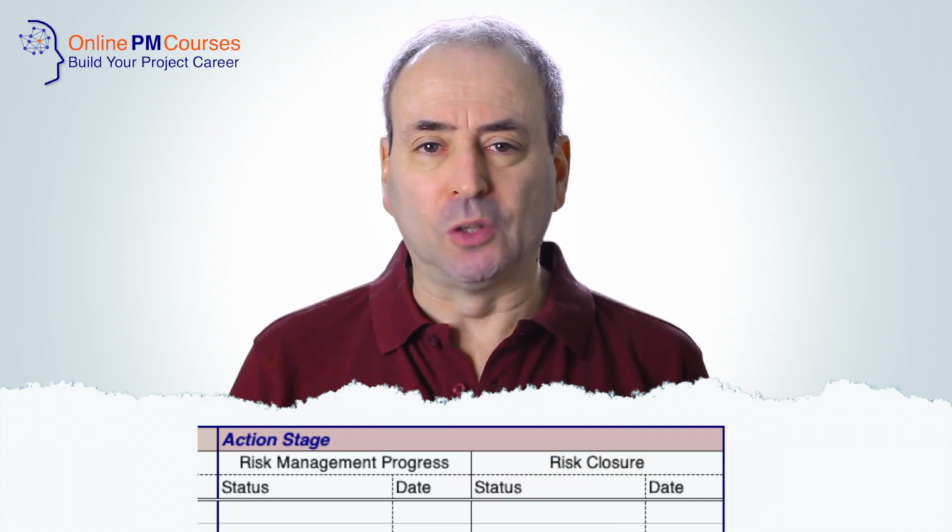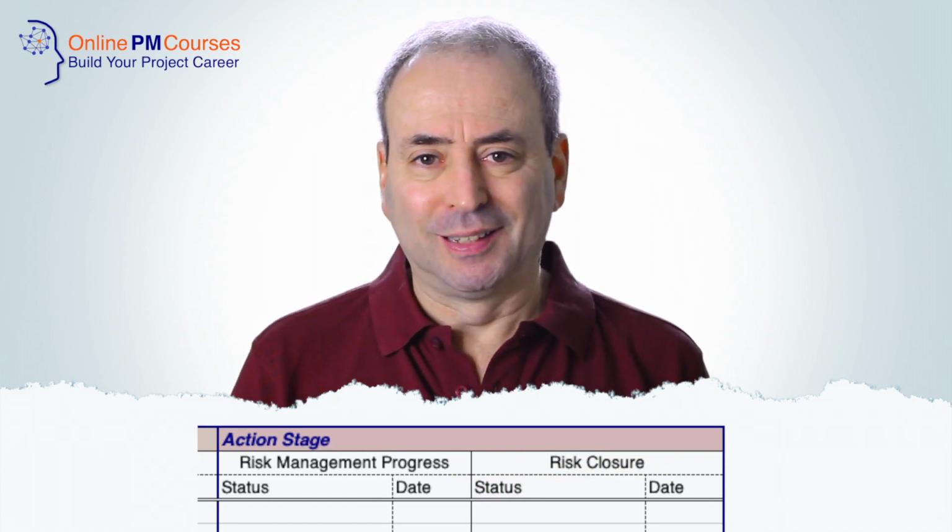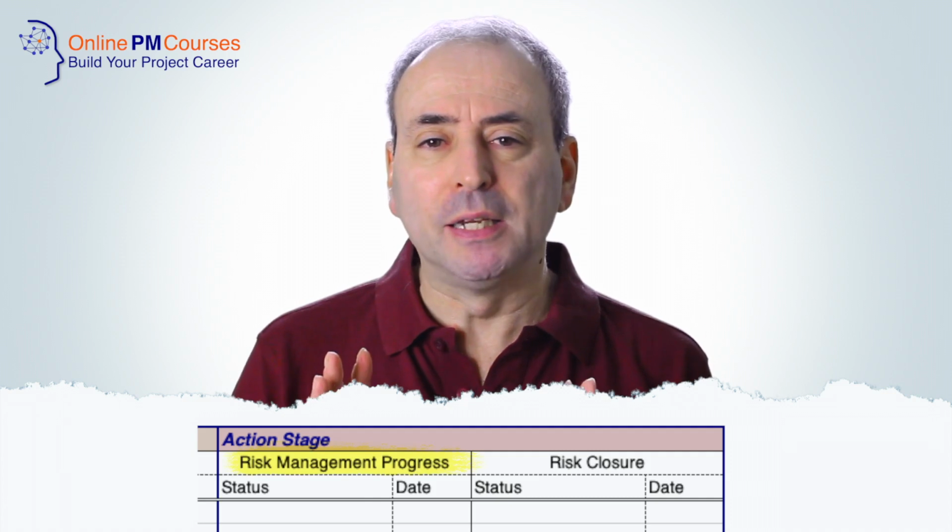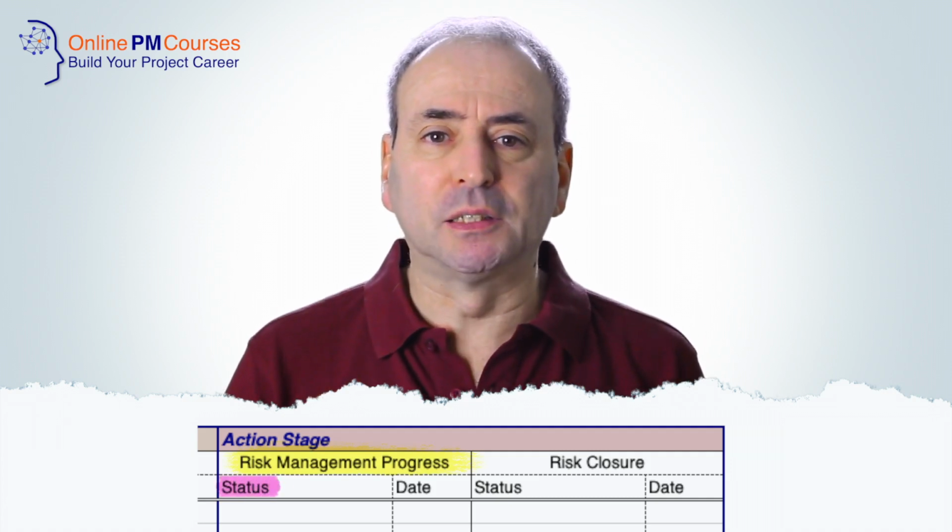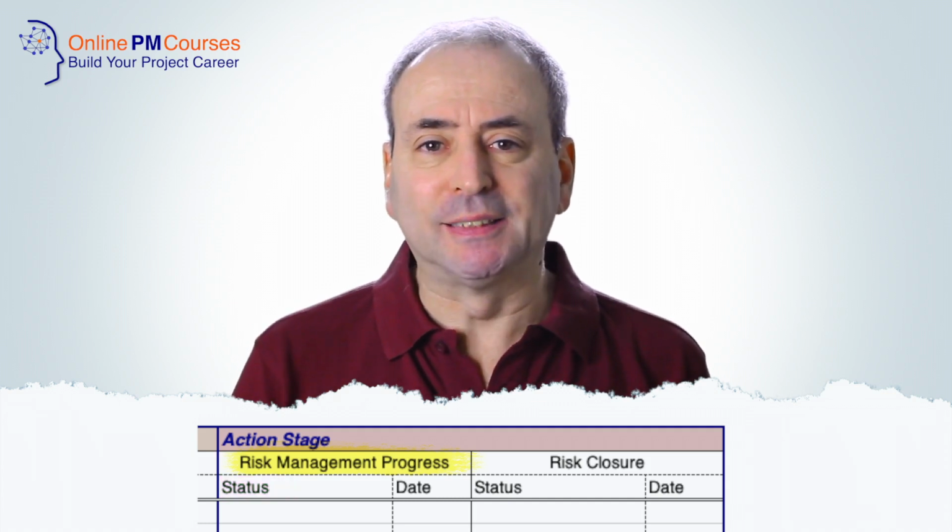The fourth part of your risk register is all about action. And the first set of fields I'd have are about progress. So you would have a narrative field for status of that risk and progress on managing the plan. And against that status would be a date.